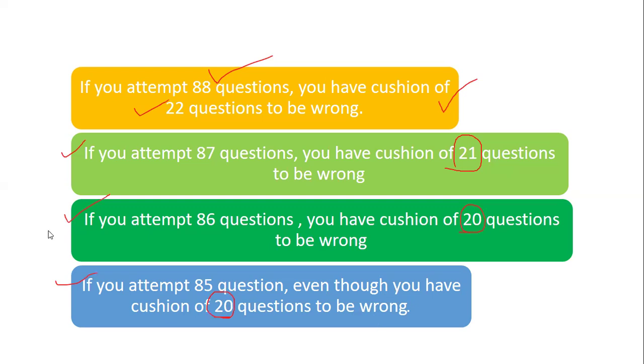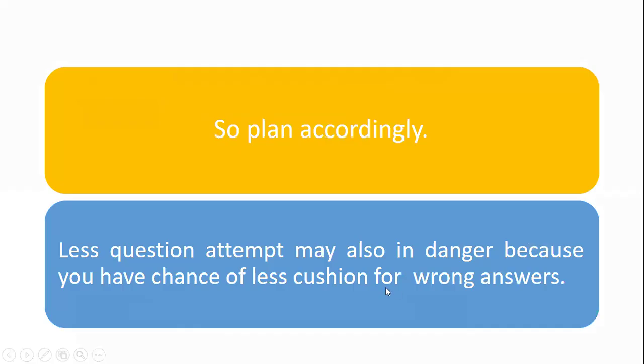So you see how many questions you have to attempt. So plan accordingly. Attempting fewer questions may also endanger you because you have less room for wrong answers. So 85 to 88 is the ideal.